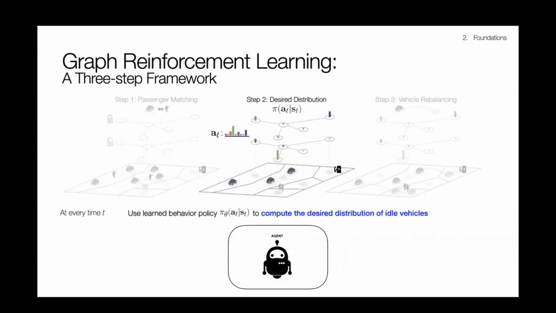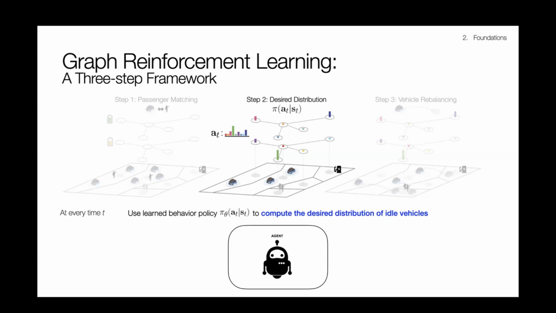Step two entails using a learned behavior policy pi, as we were referring to before. In this case, let us assume that this is learned for now. We will then look at how we learn this policy. But this behavior policy pi in step two is essentially tasked with computing the desired distribution of idle vehicles that we would like to see in the future. Let me rephrase this for clarity. Step one handles dispatching, so we are assigning vehicles to customers.